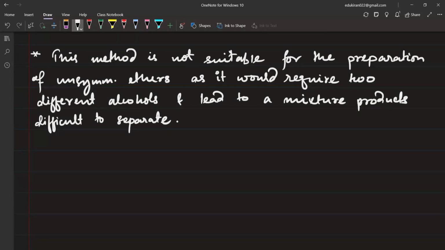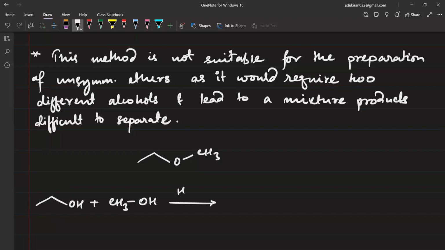So it is not suitable for the preparation of what? Unsymmetrical ether. What is unsymmetrical ether? For example, I have ethyl group on one side and I have methyl group on the other side. Now, let's suppose I want to make this particular ether. So what I would do, I would take one alcohol with ethyl group and one alcohol with methyl group. So I will take ethyl alcohol and I will take CH3OH, methyl alcohol. I will treat this in the presence of H2SO4 and 413 Kelvin, right?